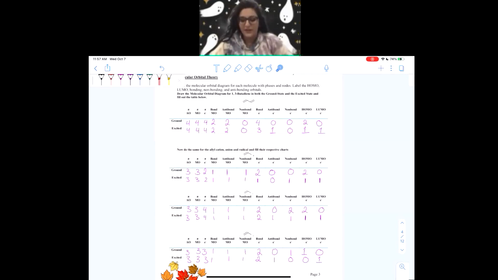Cool. So how many electrons are going to be moved when you excite a molecule? Exactly. No matter what molecule it is, what you do to it, it's only ever going to be 1. So that is pretty much it for molecular orbital theory.